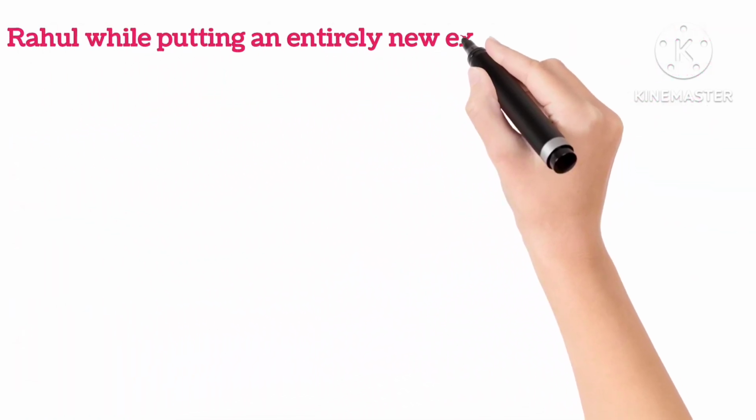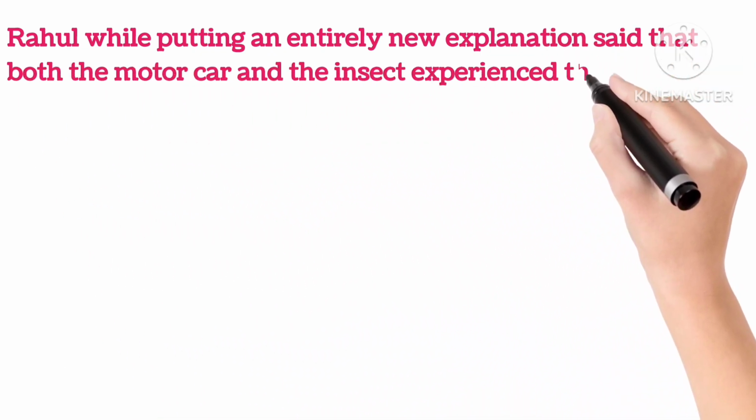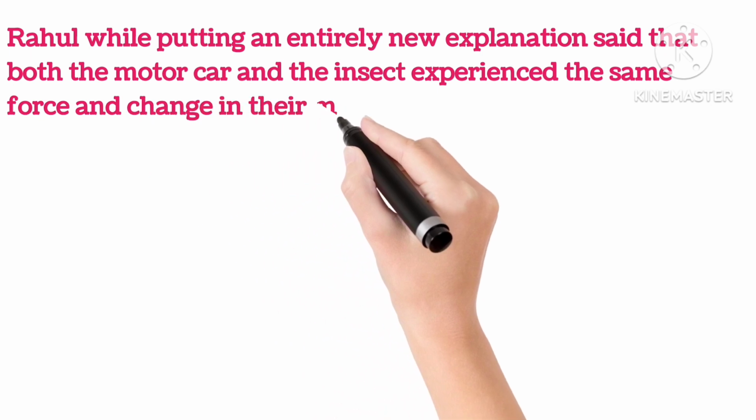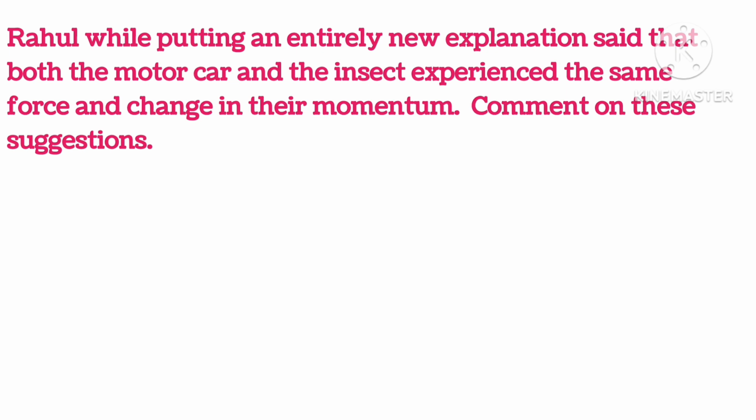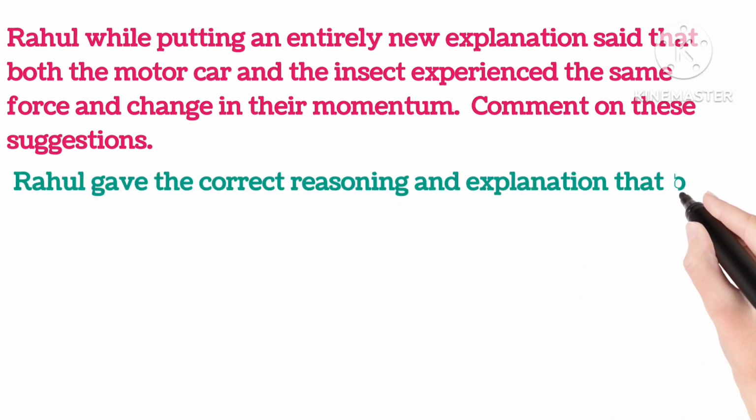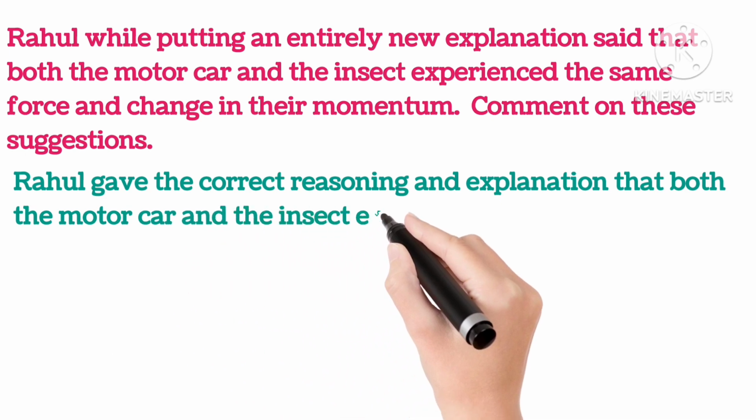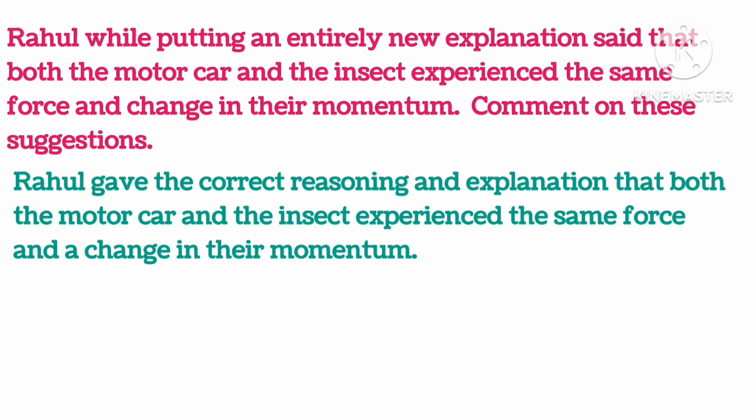Rahul, putting forward an entirely new explanation, said that both the motor car and the insect experience the same force and the same change in their momentum. Comment on these suggestions. Rahul gave the correct reasoning and explanation that both the motor car and the insect experience the same force and change in their momentum.